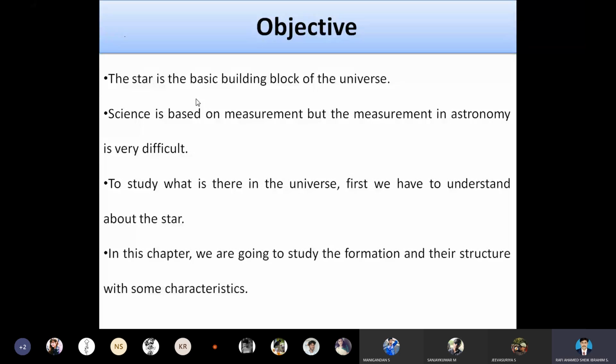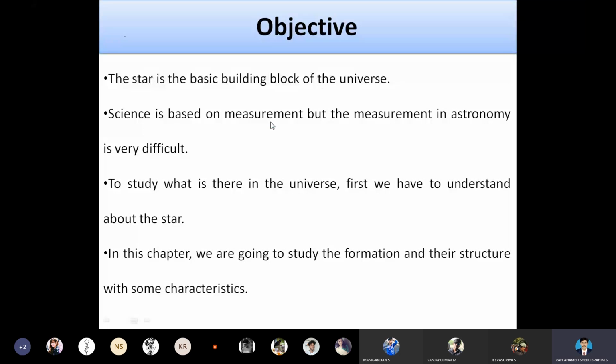That bright, glowing matter in space is nothing but plasma, held together by gravity. Since it gives out heat and light, we are able to see the heat energy and also the photon emission of light. So from this plasma, the star is the basic building block of the universe.